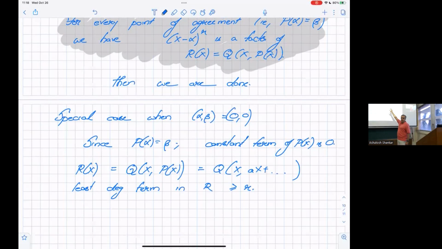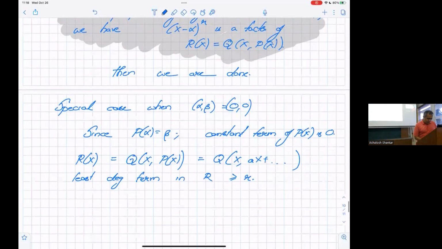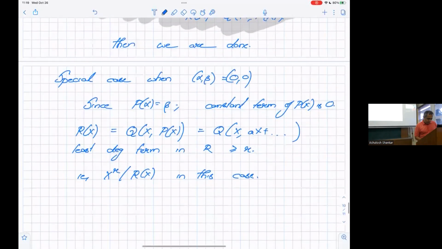And this is for alpha beta being 0, 0. For every other alpha beta, you just suitably translate and do it, everything works. It's just an ugly translation you have to do, but the exact same proof. So in other words, every point of agreement contributes not just one root. So x power r is a factor of R of x in this case. In general, for alpha beta, x minus alpha power r will be a factor of R of x.